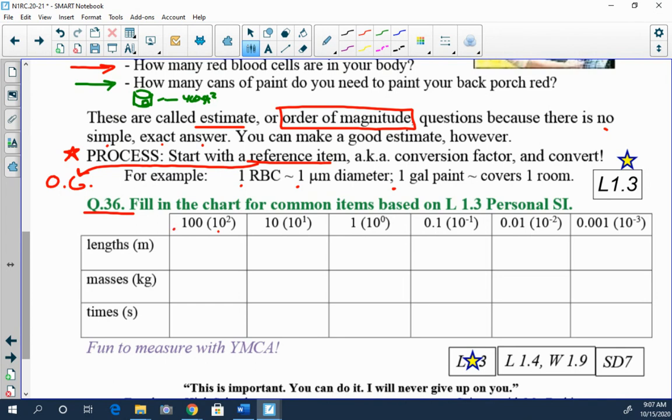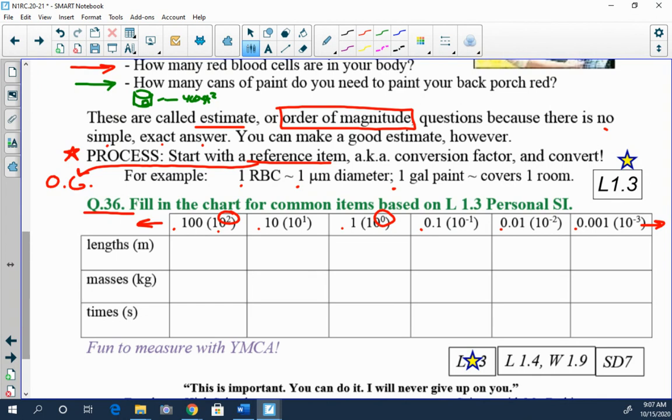We've got 100, which is 10 to the 2. Of course, that's order of magnitude 2. We've got 10, we've got 1. Order of magnitude, of course, is 0 here. 0.1, 0.01, 0.001. So that's tenths, hundredths, thousandths. Now, of course, you can go beyond this. You can get bigger, you can get smaller.